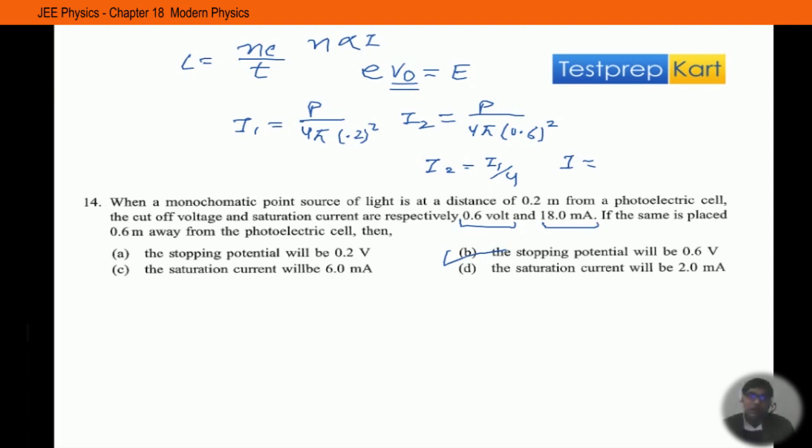No, this is 2 by 6. So we get from here 36, so it is reducing by a factor of 9. 36 divided by 4, because the square of 6 is 36 and the square of 2 is 4. So it means your net saturation current is reducing by a factor of 9. The initial current was 18 milliampere. In the new case, it is 18 milliampere divided by 9. So the saturation current will be 2 milliampere. So in this question, options B and D are correct.